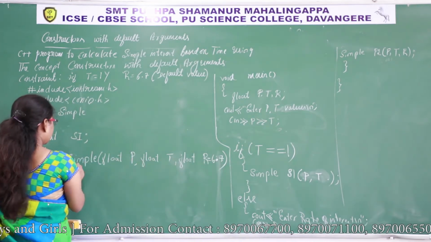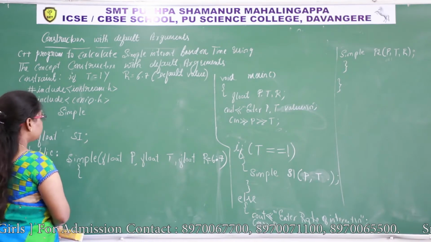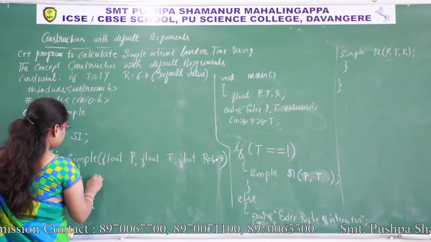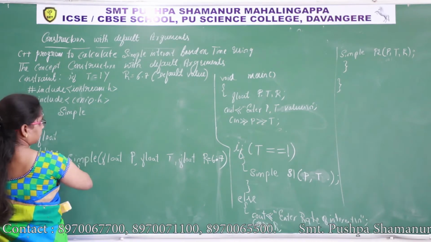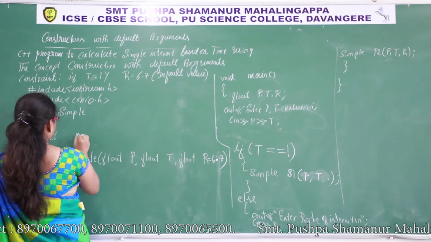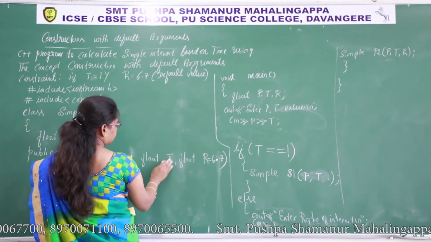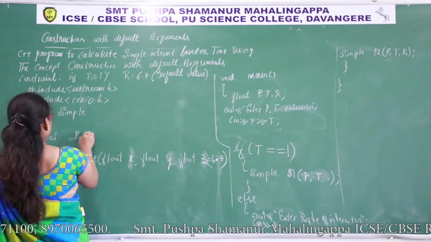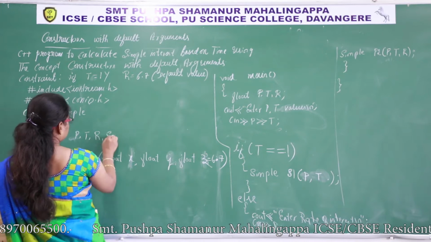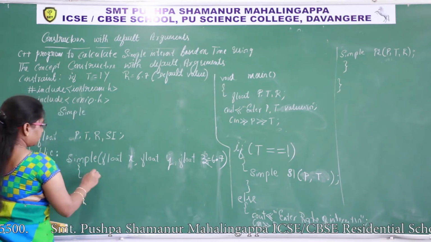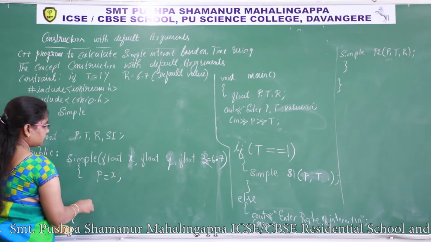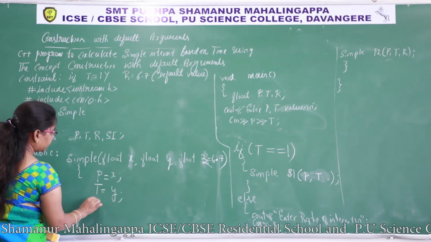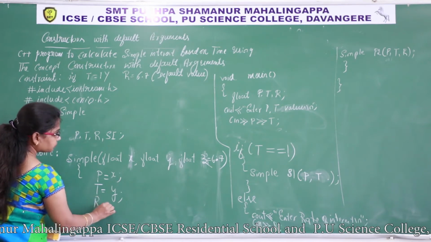Close, open flower bracket. Now P is here, okay, I'll take, or you can take here X, Y, Z, X, Y, Z. Here I'll take P, T, R and SI. For this P, I have to initialize X, for T, Y and for Z, R, Z.